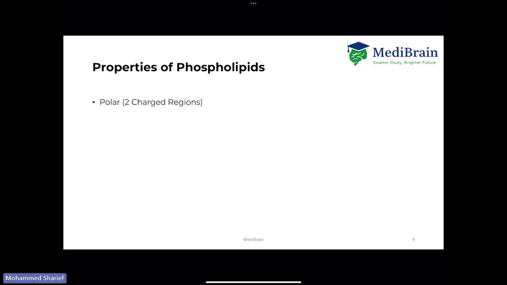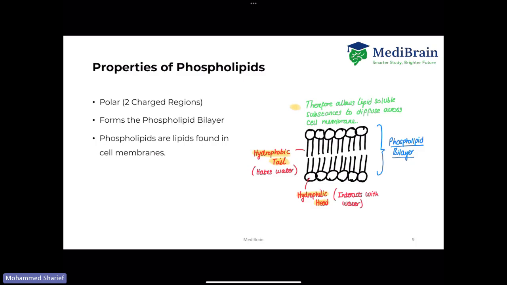Properties of phospholipids. First property, it's polar. There are two charged regions, one neutral, one negative. Okay, simple property, it's polar. Second property. Now, this is the property that may seem confusing. It forms the phospholipid bilayer. Okay, and I've got an image of that here. This is what a phospholipid bilayer looks like.